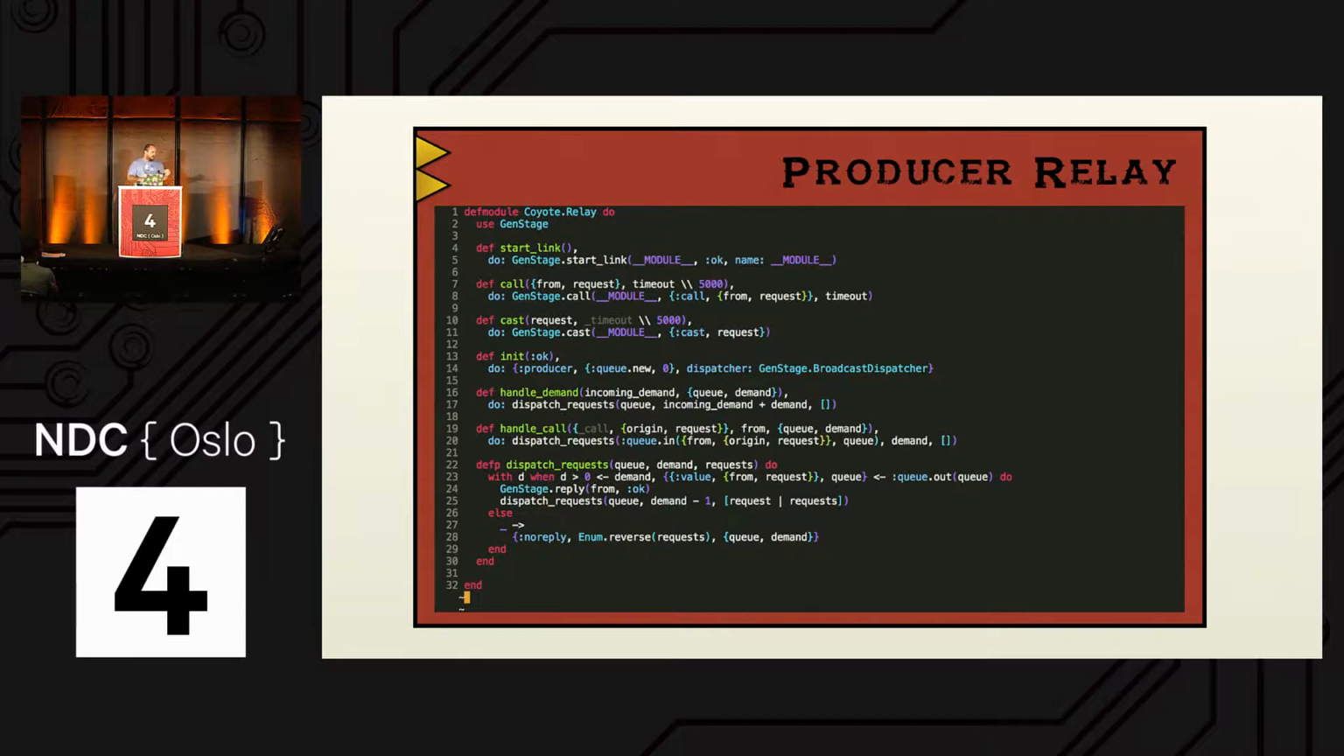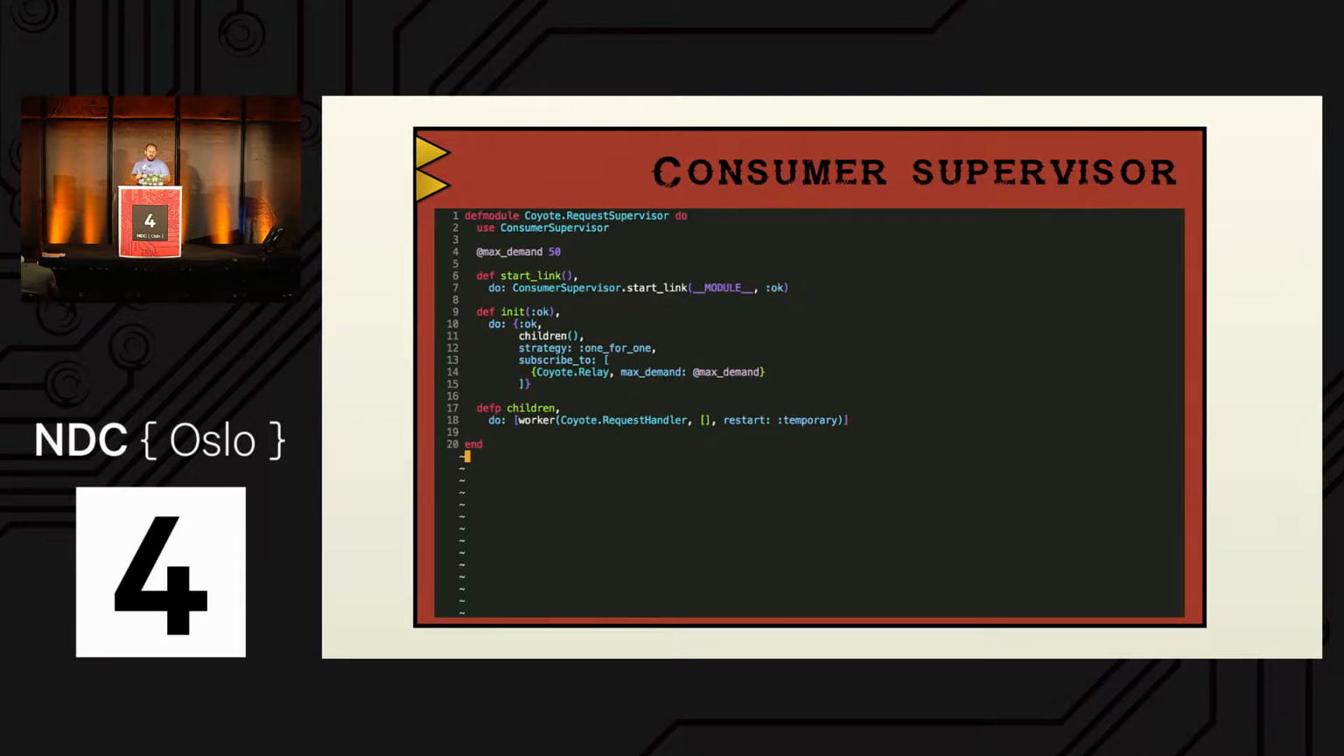So now, how do we do that? I decided to go with the consumer supervisor. When a message comes in, it spins up a new request handler, but it is queued up.